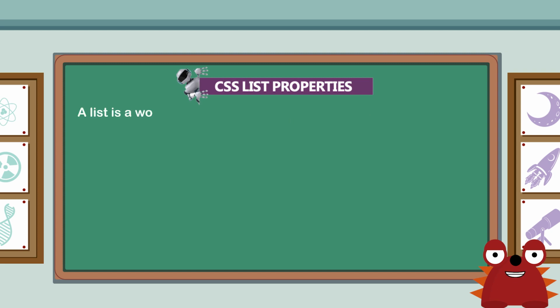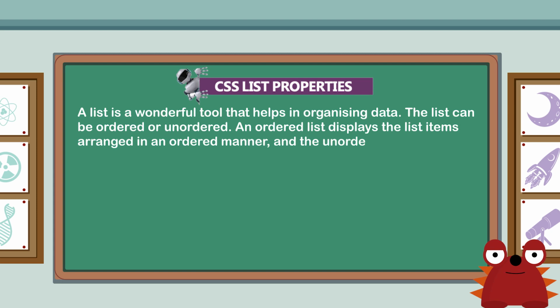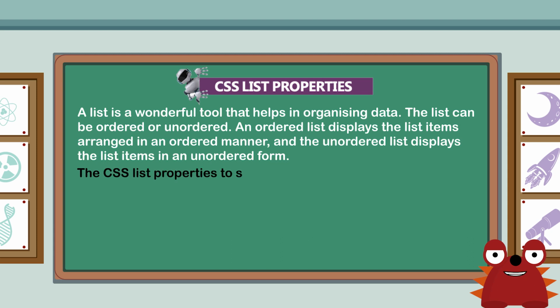Let's now learn about the CSS list properties. A list is a wonderful tool that helps in organizing data. The list can be ordered or unordered. An ordered list displays the list items arranged in an ordered manner, and the unordered list displays the list items in an unordered form.